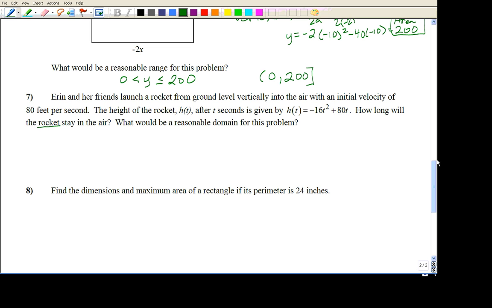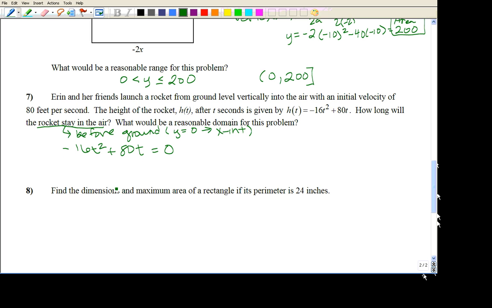So whenever it's asking how long will it stay in the air, that's asking basically before it hits the ground. In other words, when h of t or y equals 0. In other words, the x-intercepts. So if we have negative 16t squared plus 80t, that's our function. And we're trying to figure out when will the rocket hit the ground? When will it have a height of 0? Or when will y be equal to 0?